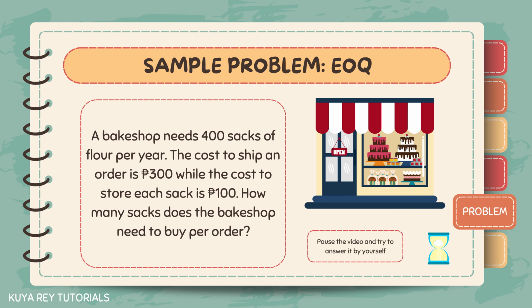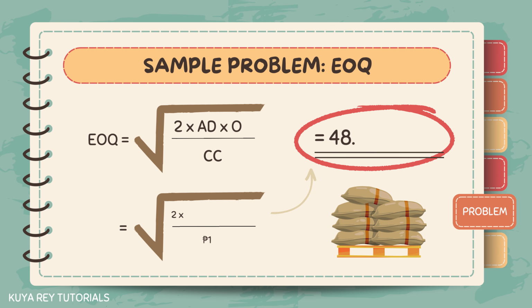5, 4, 3, 2, 1. Time's up. By using the formula, it leads us to 48.98 sacks of rice, encircled and double underlined. Always double underline, include the units, and encircle your final answer.